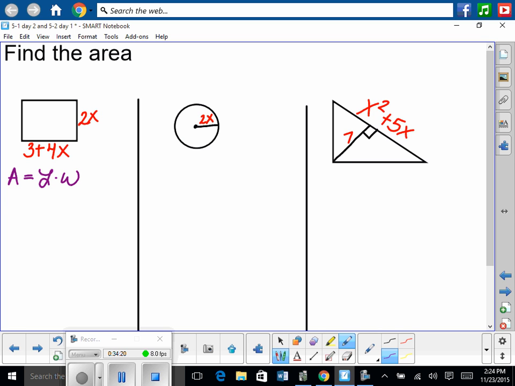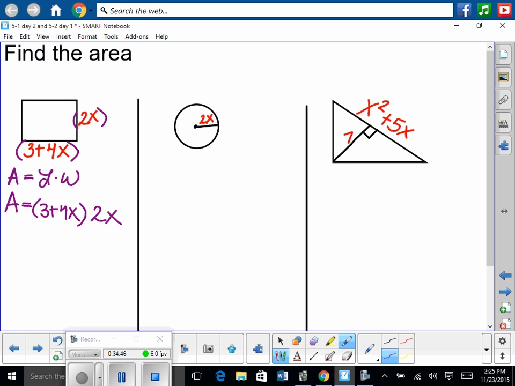Now everybody pay close attention. I don't want to see any of you make this error. Isn't the length all of that stuff? So isn't it all that stuff times all that stuff? So don't we need to put it in parentheses? Yeah. So we have 3 plus 4x, our length, times our width, which is 2x. So 2x is just one term, so I don't need to put that in parentheses. Does that make sense? Isn't that all the length times all the width?